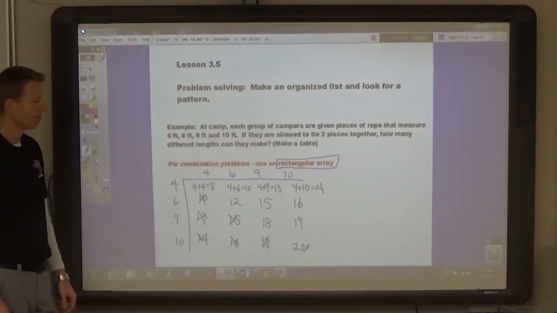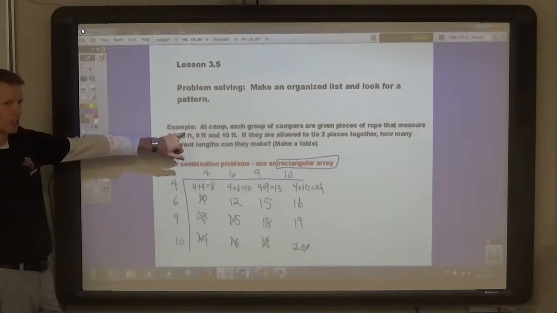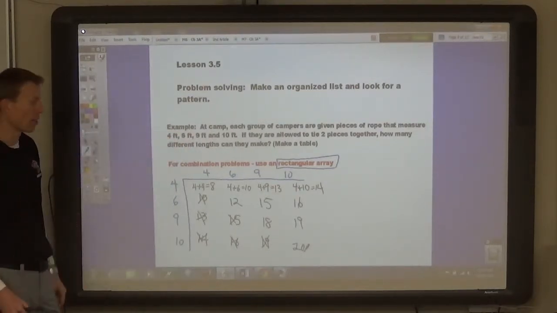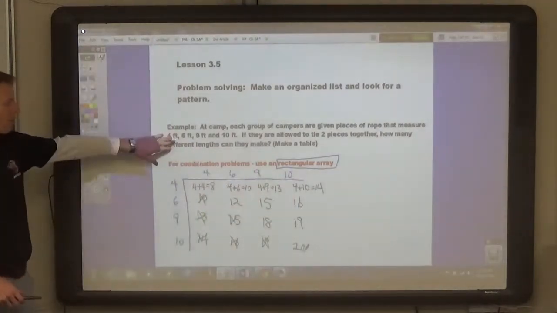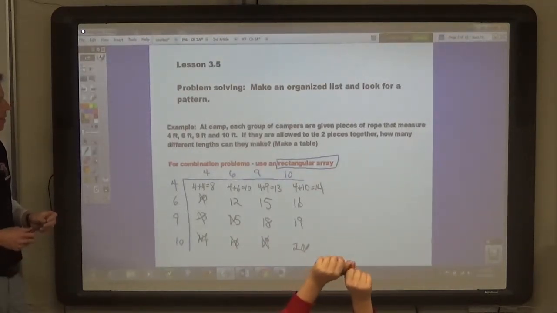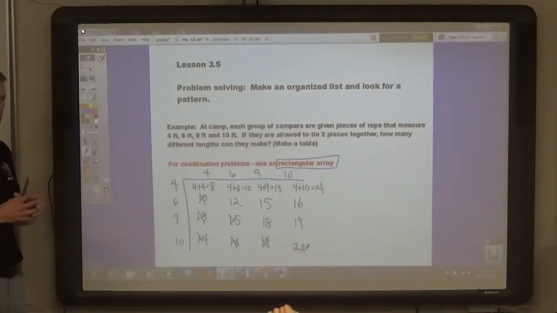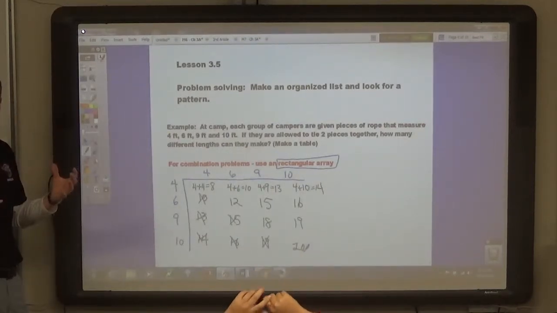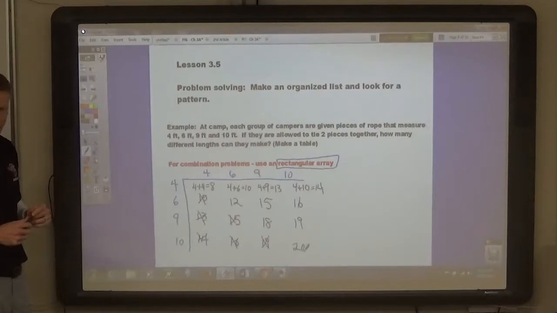Right? So let's go back now and reread the question. Make sure we answer the correct question, because you can answer a lot of questions with this information. We have to answer the right question. If they are allowed to tie two pieces together, how many different lengths can we make? Does it say what's the longest we would make? No. Or the shortest? How many different lengths can we make?